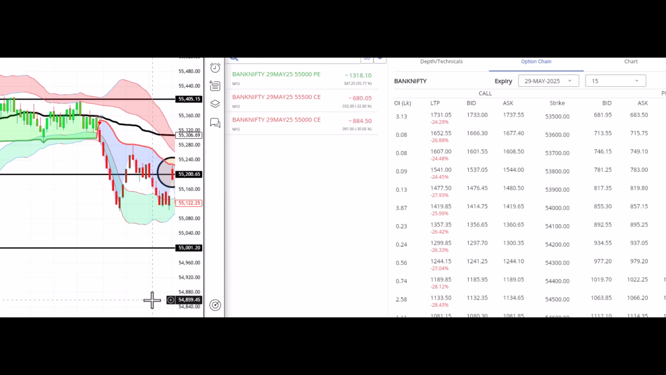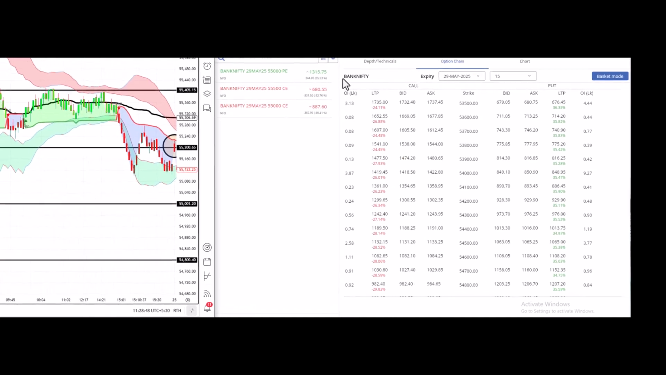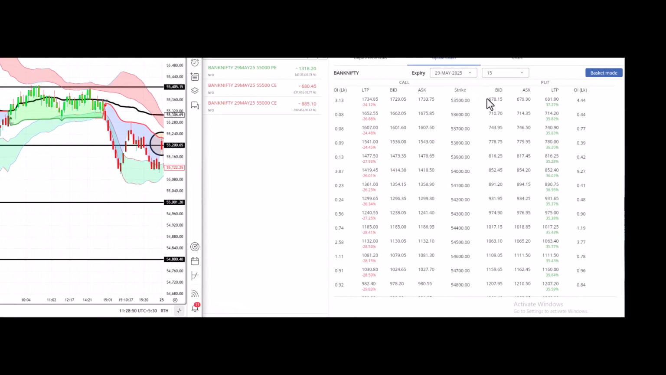How to do that? This video is for beginners, and if you are a seasoned option trader, you can skip this video, or you can still watch this video for additional information. On the right hand side, you see the Giga web-based trading platform, where I have selected Bank Nifty with the expiry of 29 March 2025.